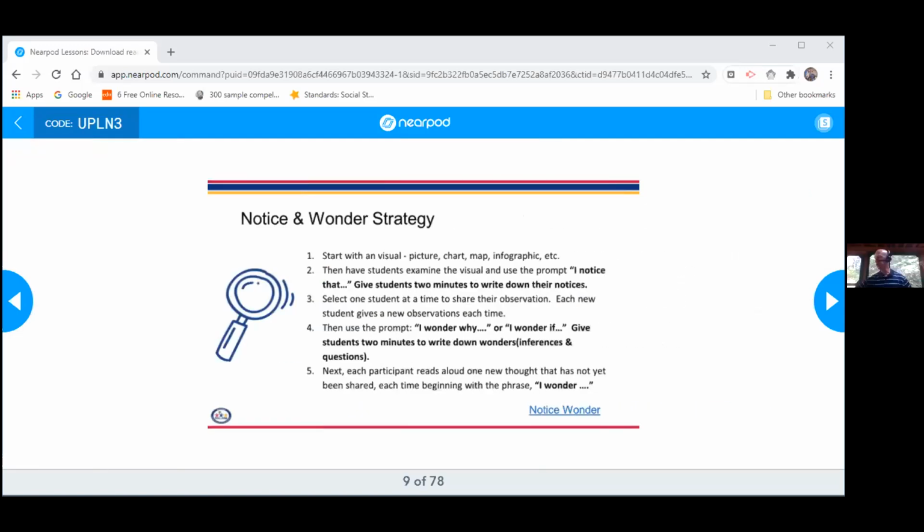So here's a little bit about the strategy. You can use this. You start with a visual. And the first thing you would have students do is what do you notice? And give them a little time to write that down. And then review that. And then you would put down what you wonder about. So what questions do you have? And then you would go over that. For today, we're just going to have you do both the notice and wonder together in groups.